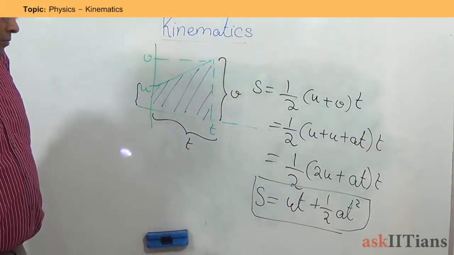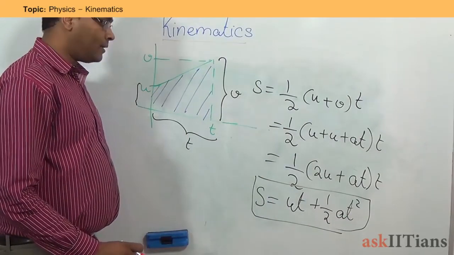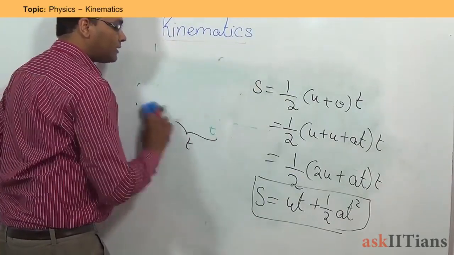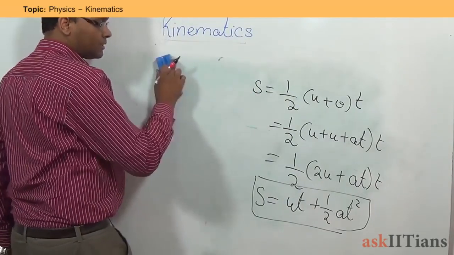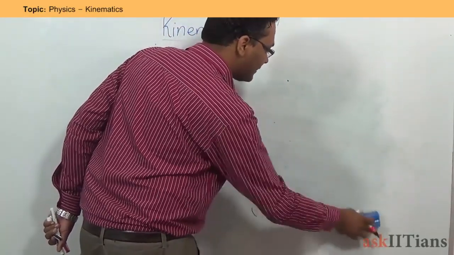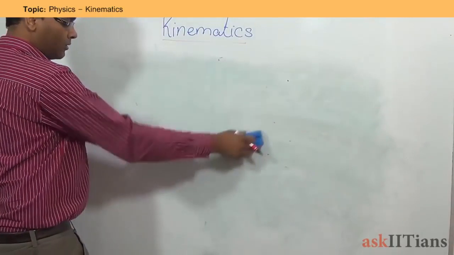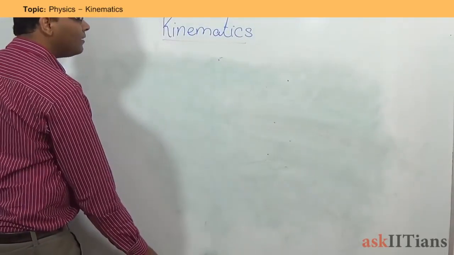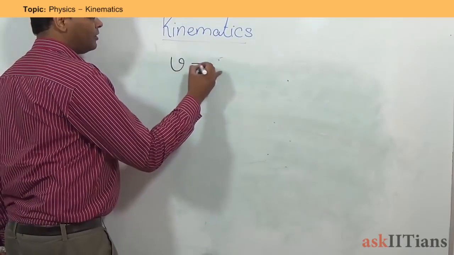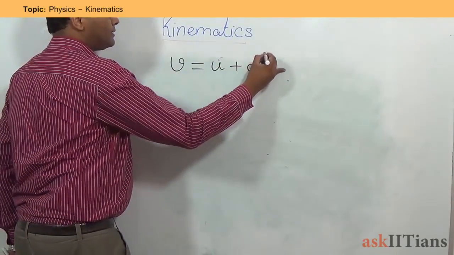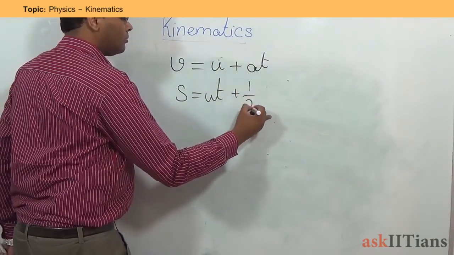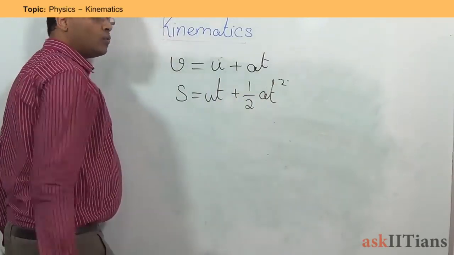Right? So we have got the expression for the displacement, we have got the expression for the final velocity in terms of acceleration. Let's now try to see if we can get an expression of velocity in terms of acceleration and displacement, not time. So let me rewrite the expressions that we have got: v equals u plus at, and s equals ut plus half at squared.